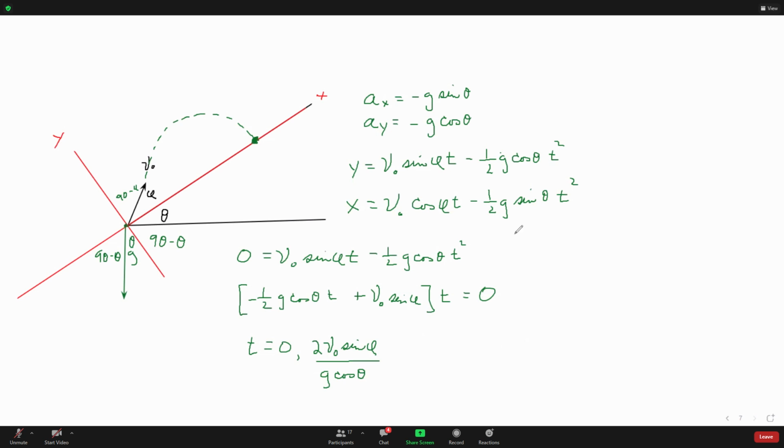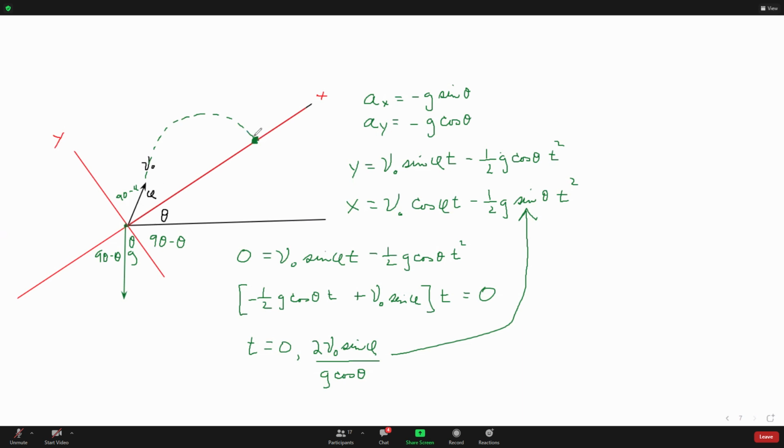All right, now the task to find the range is to simply plug this time into the equation for x. And if I plug this time in the equation of x, then x becomes this range. This distance from here to here.